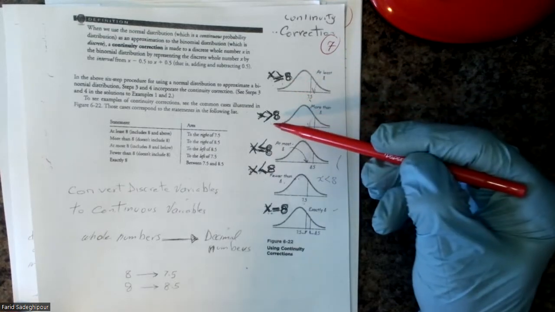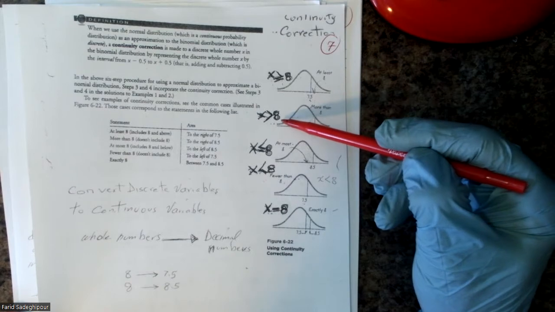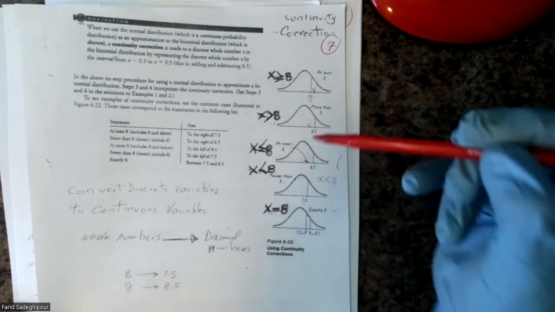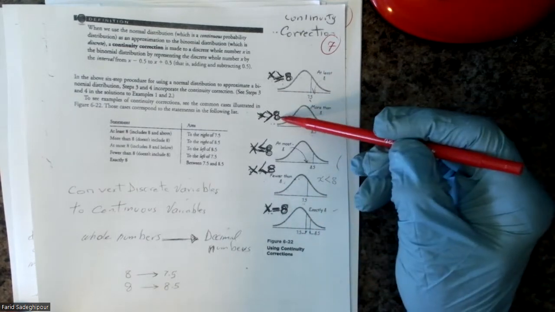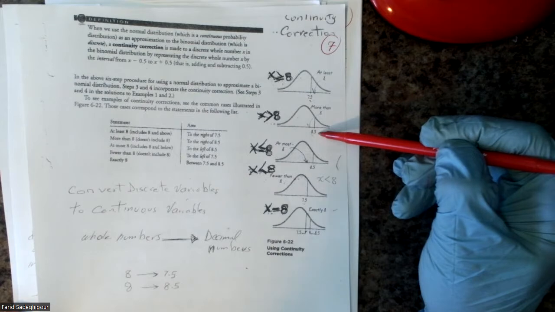If we say X only greater than 8, it means 8 is not included. So in that case, you are adding 0.5 to this. So it would be 8.5.